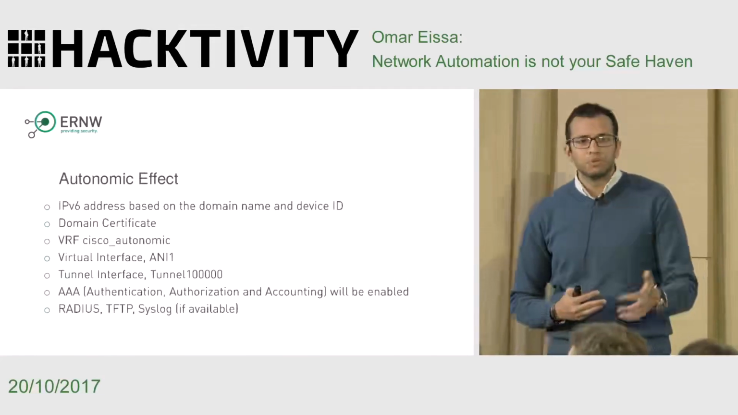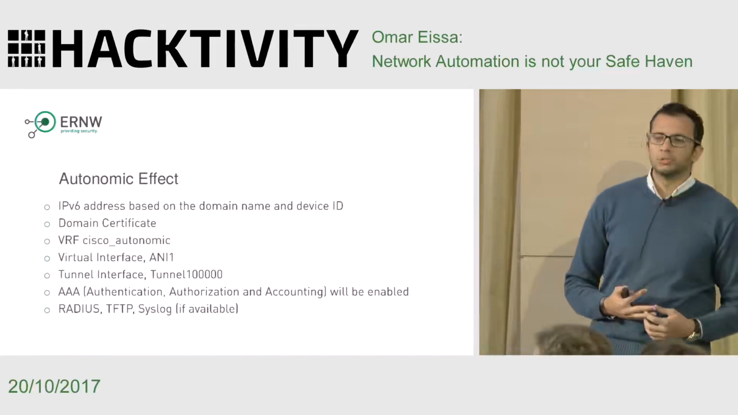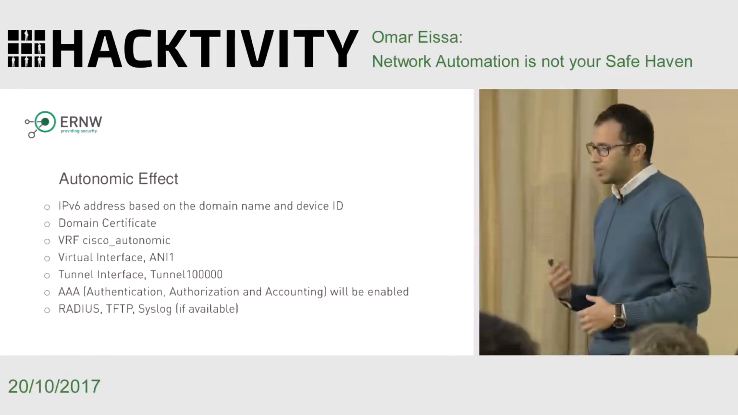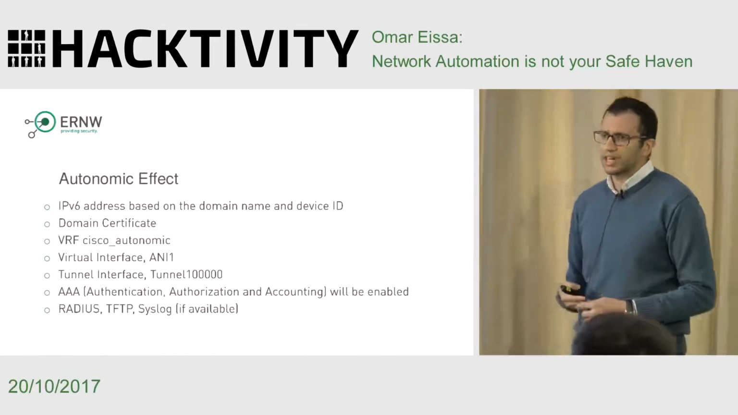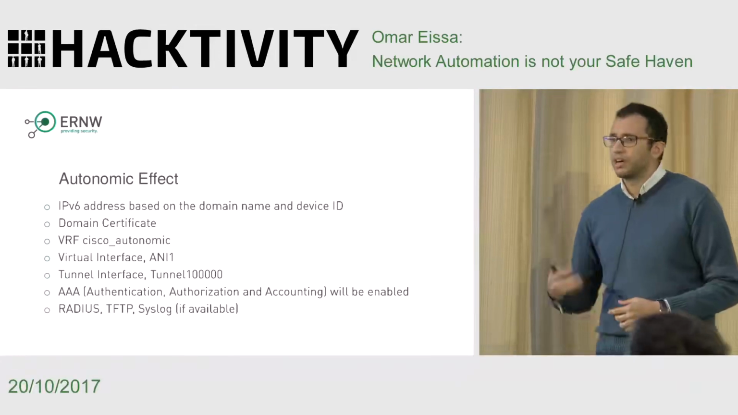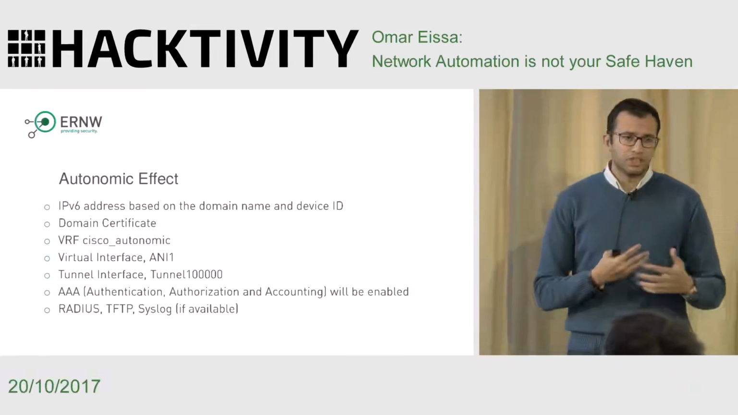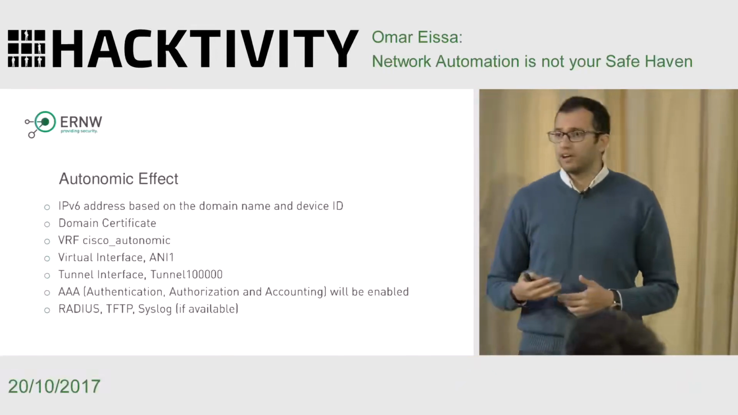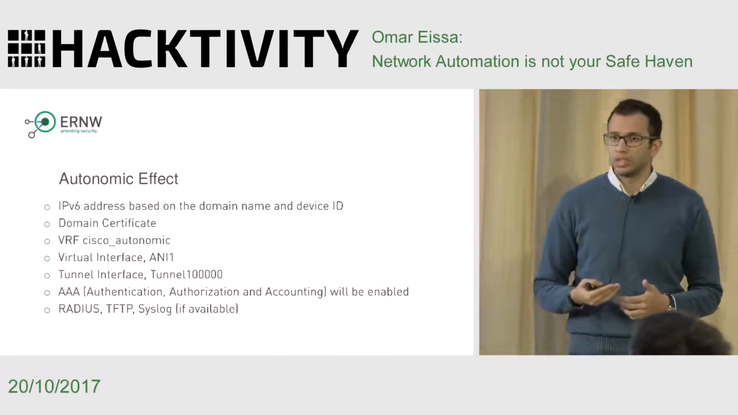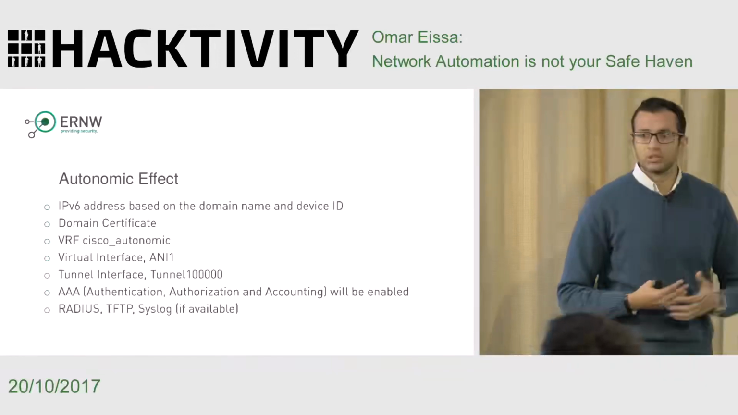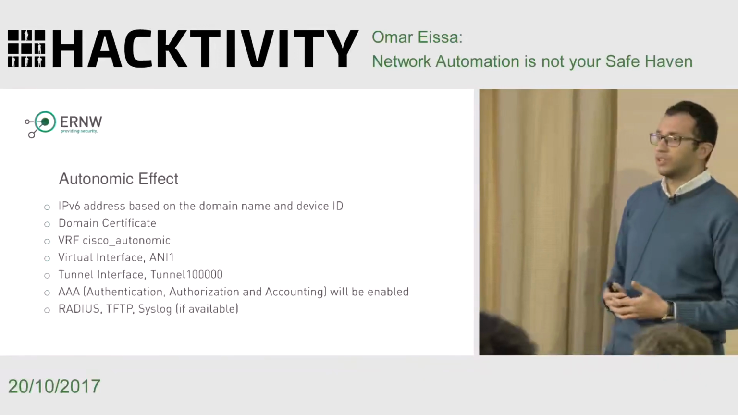We are speaking about how you will be configured. What's the configuration that you will receive? Well, you will have an IPv6 address, interfaces will be defined for you, a VRF will be created for you, and a tunnel interface for the secure communication. If you have a syslog or TFTP server in your network, it will just be discovered on its own, so you don't need to define anything further.